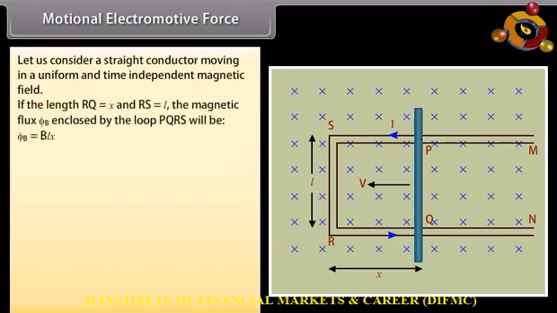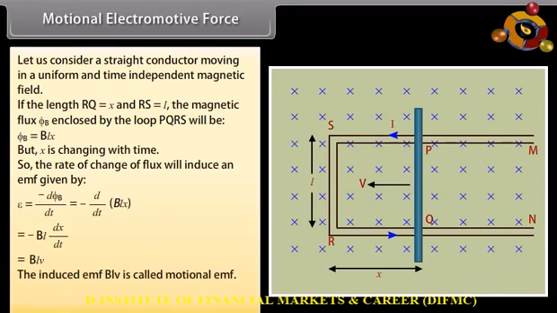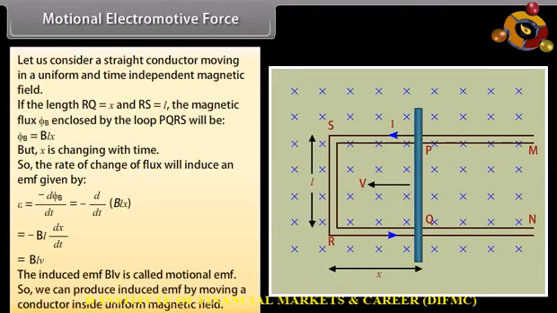If the length RQ is x and RS is L, the magnetic flux Φ_B enclosed by the loop PQRS is equal to BLx, but x is changing with time. So the rate of change of flux will induce an EMF given by minus d(BLx)/dt, which is equal to BLv. The induced EMF BLv is called motional EMF. So we can produce induced EMF by moving a conductor inside a uniform magnetic field.